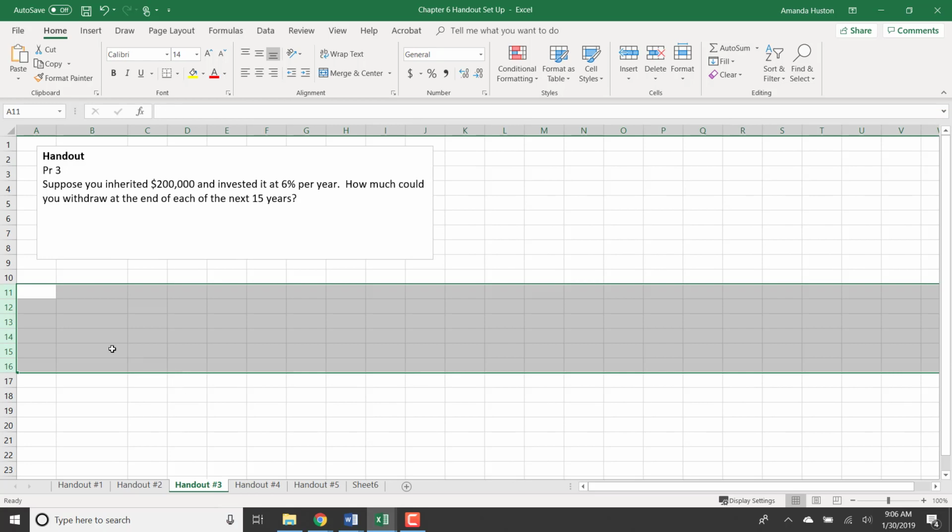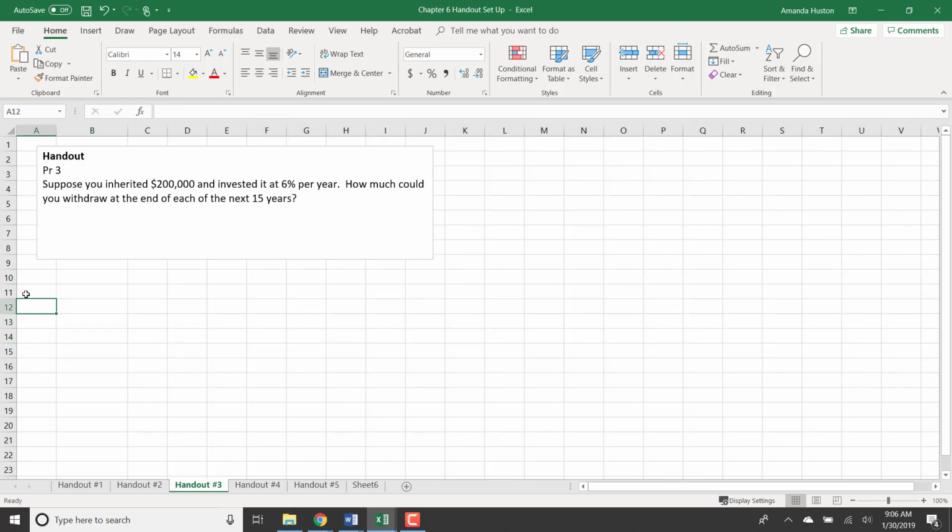All right, problem number 3. Problem number 3 says, suppose you inherited $200,000 and invested it at 6% per year. How much could you withdraw at the end of each of the next 15 years? So now we're going to take out money. All right, so present value, future value, PMT, K, N.